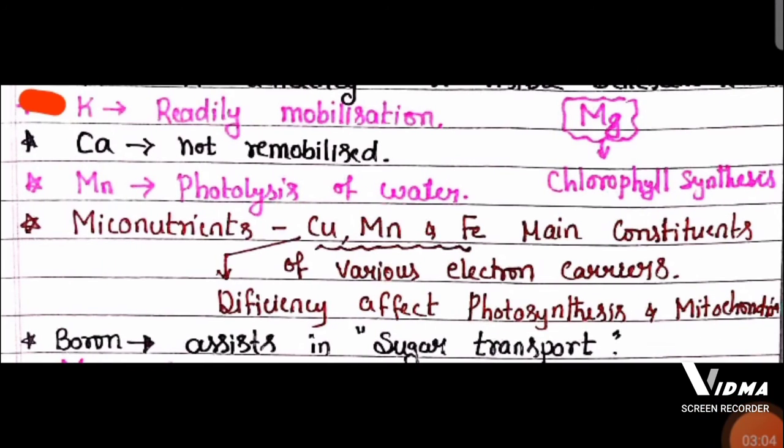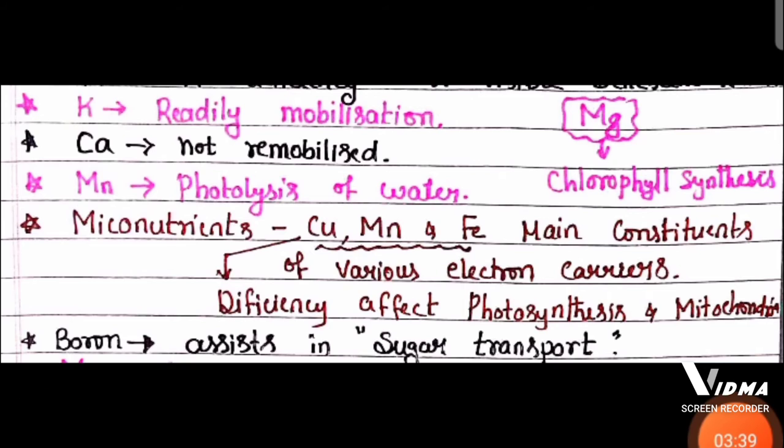Potassium is the one element which can be readily mobilized in the plant body. Potassium undergoes ready mobilization, remember. And calcium is not remobilized. Potassium can be readily mobilized, whereas calcium cannot be remobilized. Remember these two elements, calcium and potassium. Whereas magnesium is very, very important for chlorophyll synthesis. It is a part of the chlorophyll structure, magnesium, remember.